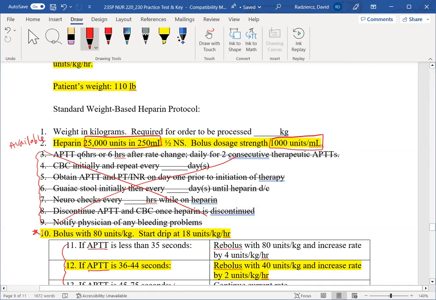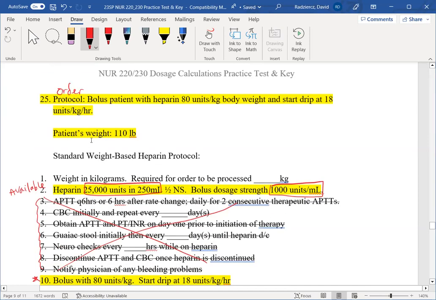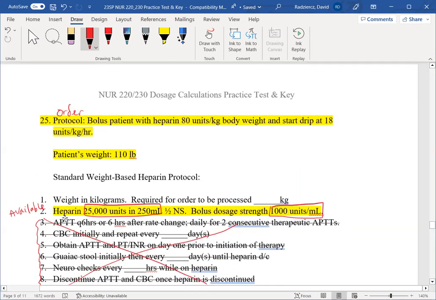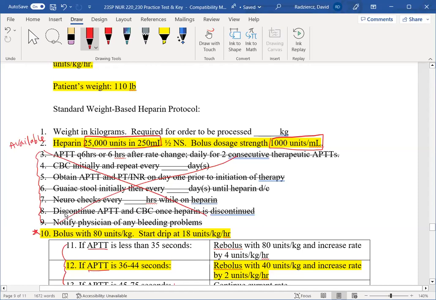You'll notice that where it says number 10, and I start it, number 10 is just a repeat of what it says up here. So number 10 is also stating the order. The reason I'm going through this and showing you these little things is because no matter the question you get, if they are asking you a heparin protocol question, it's the same available, it's the same order. The only thing that's really going to change is the patient's weight.